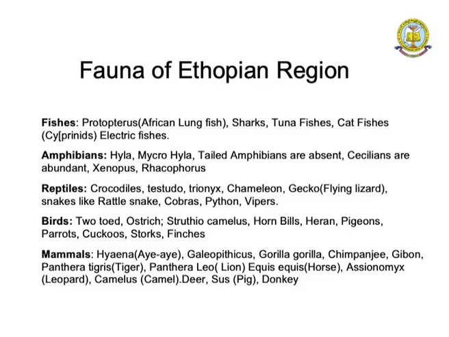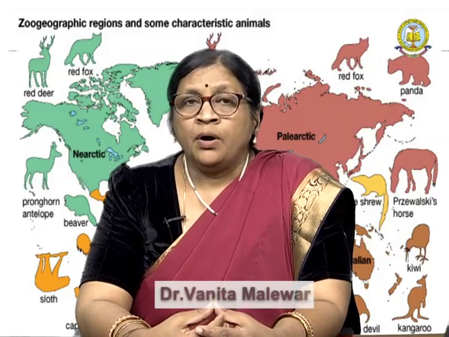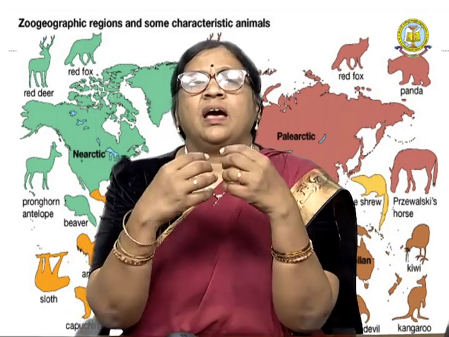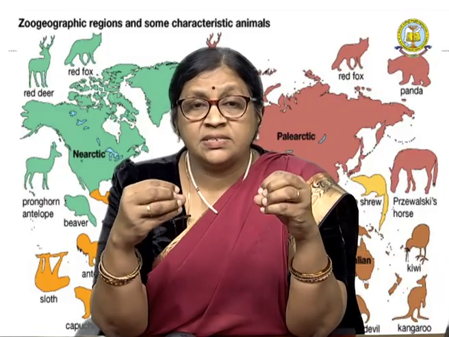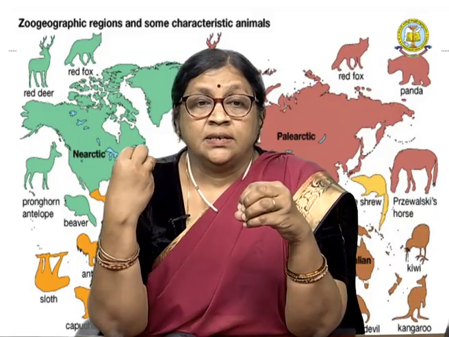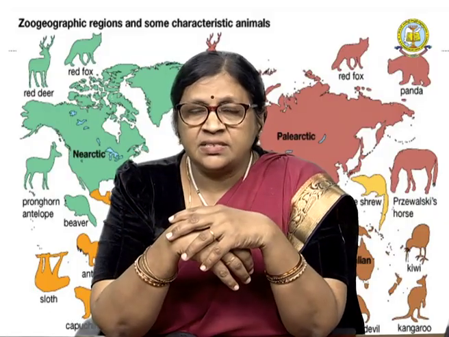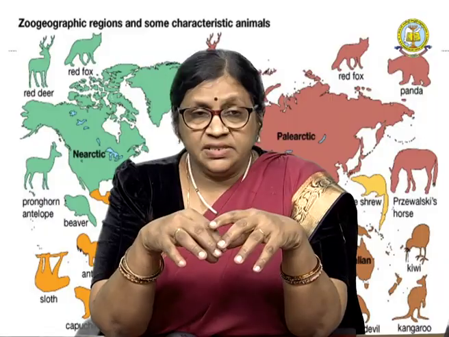Among the amphibians we find hyla, microhyla, and the tailed amphibians are absent. Caecilians are abundant. So rhinoceros, these are the different amphibians found in this region. Among the reptiles we find cobras and python. As we can see in Africa, they have a rich biodiversity, and a number of reptiles, vipers, cobra, rattlesnakes are very prominent in this region.